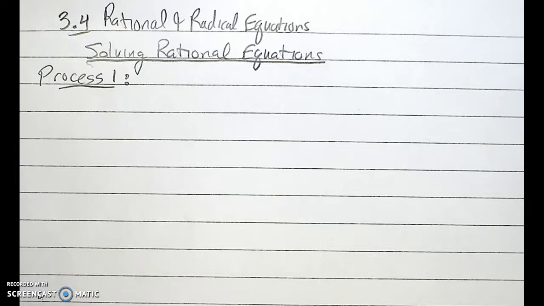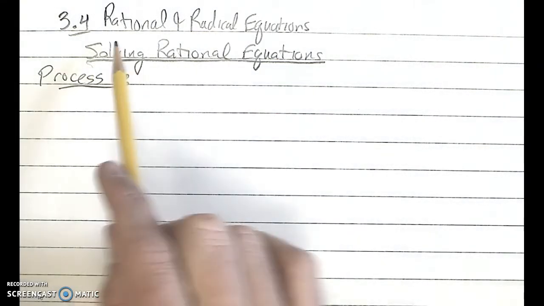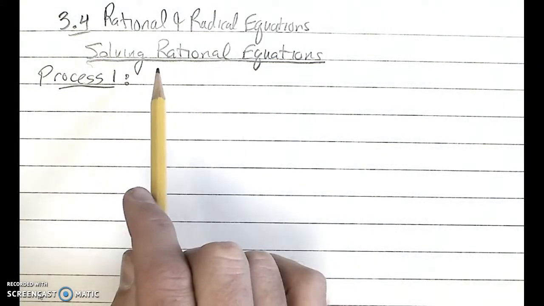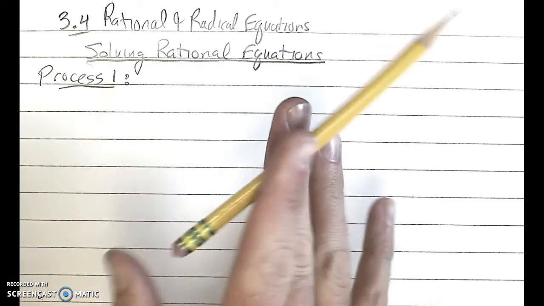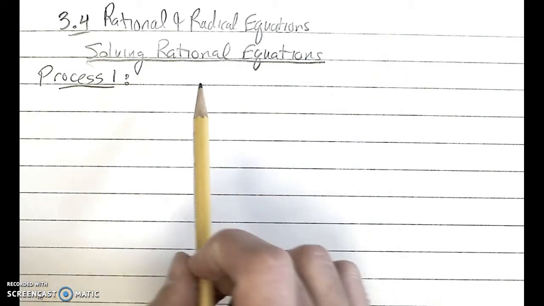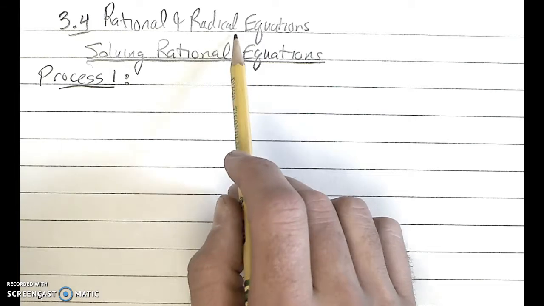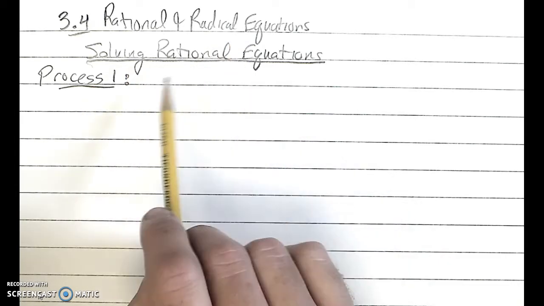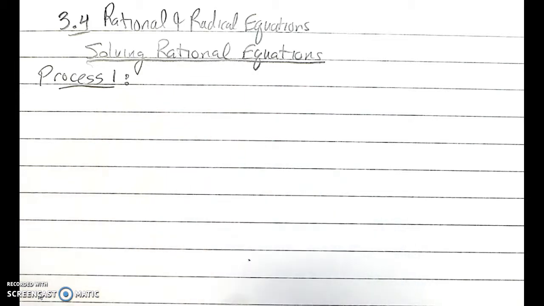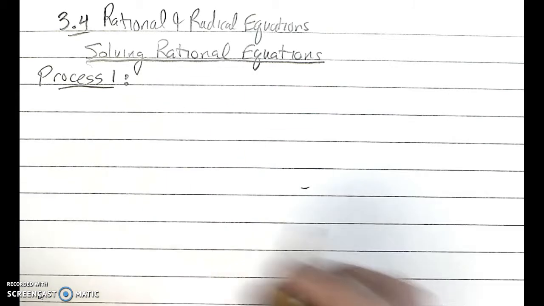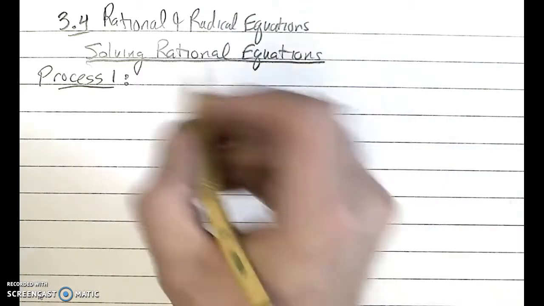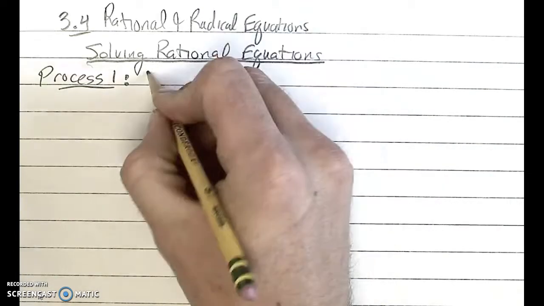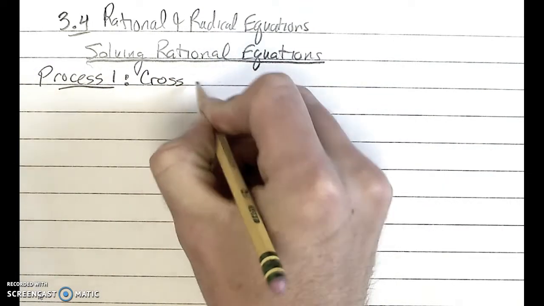So we moved on to section 3.4. We're going to hit a little bit of what we're talking about today on Friday, but mostly we're going to move on to the next part, which would be radical equations. So looking at solving rational equations, there are two processes, and you want to be able to do both. The first is solving using cross multiplication.